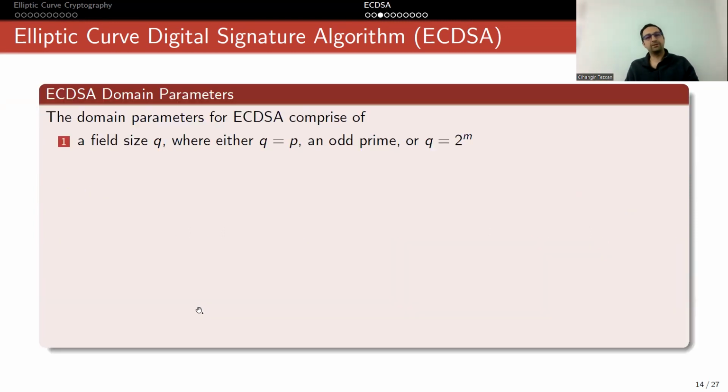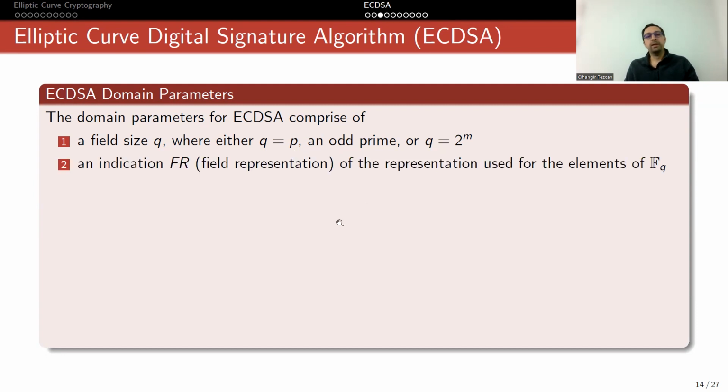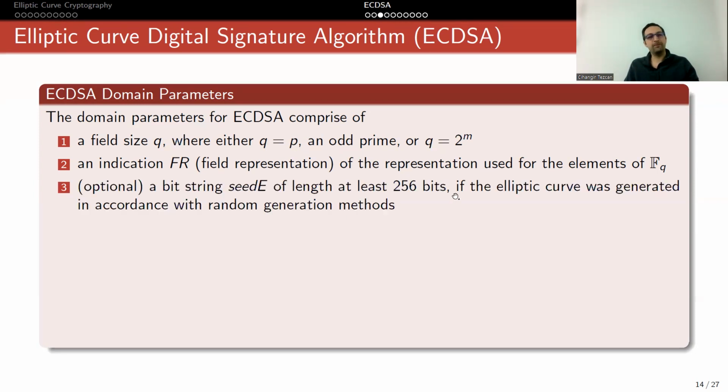Okay, let's see how this works. So domain parameters are as follows. There are many actually. Let's start with the first one. A field size Q where either Q equals P, an odd prime, or Q equals 2 to the M. Okay, so either an odd prime, a large prime P, or 2 to the power of M. An indication FR, field representation, of the representation used for the elements of FQ, because you have to fix the representation so that we understand what kind of field representation you are using.